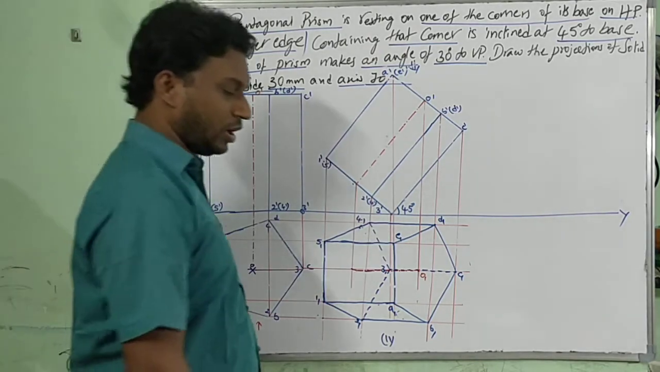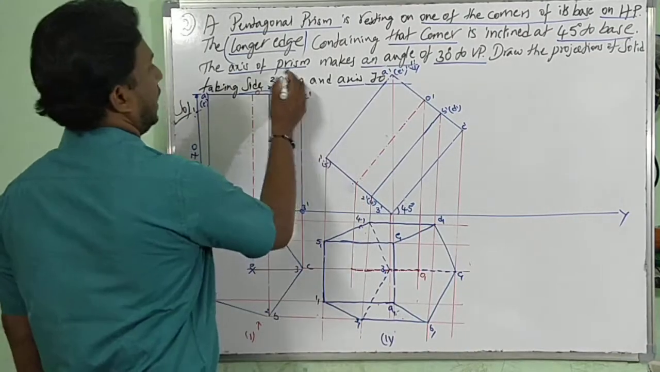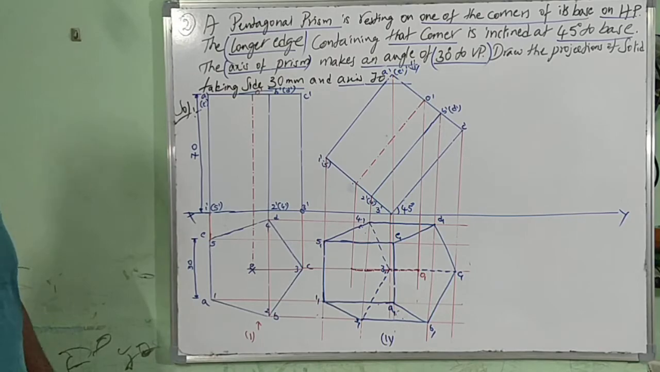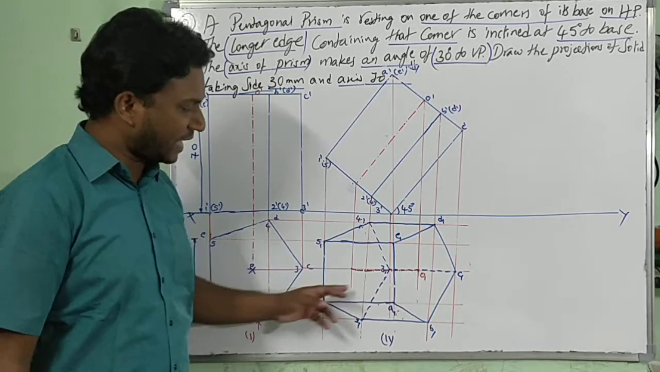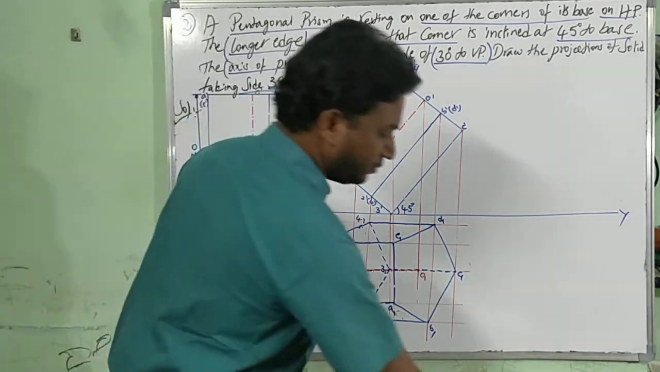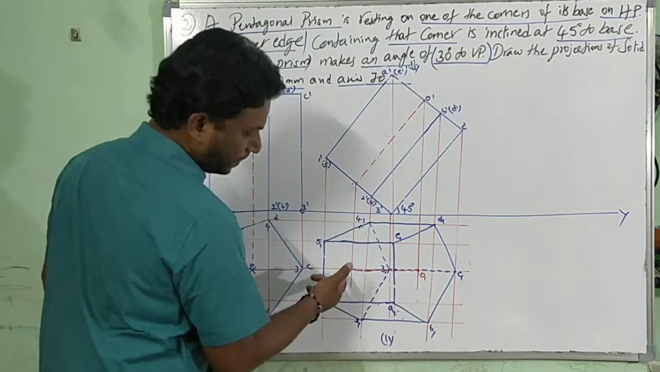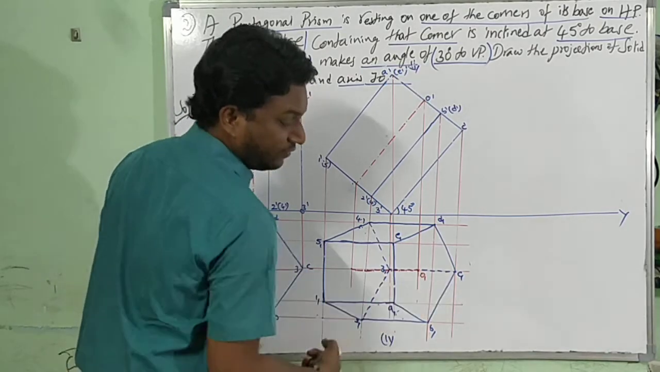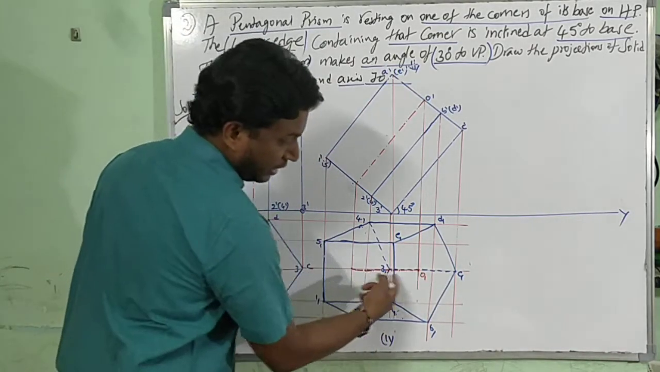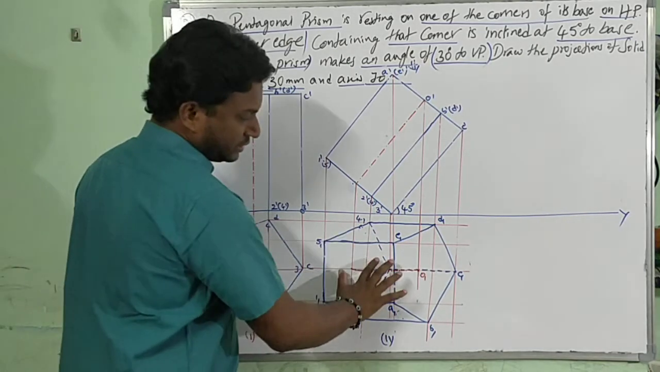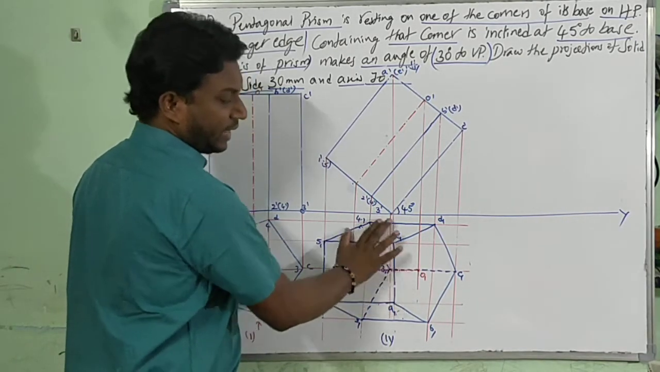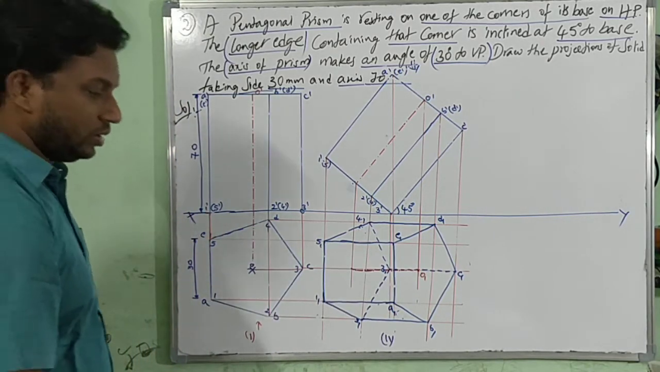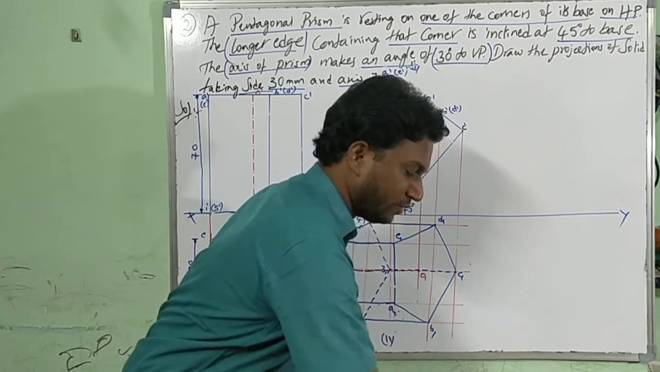Now third position. What is the third position? See, the third position is the axis of the prism makes an angle of 30 degrees with VP. Axis, right? Where is this axis? See, if you observe, this axis is here, this line, where it passes through 3-1-C1. Now, this is rotated at an angle of 30 degrees, in clockwise direction or anti-clockwise direction.